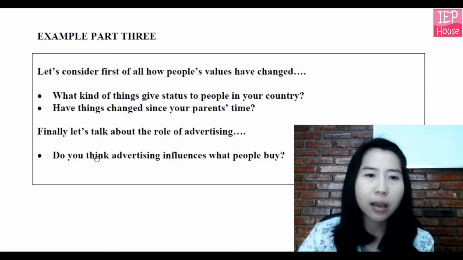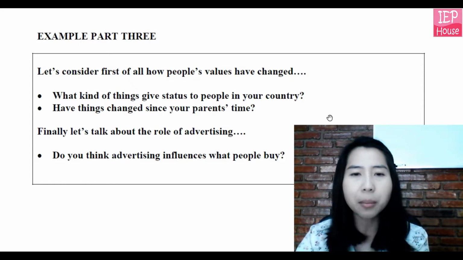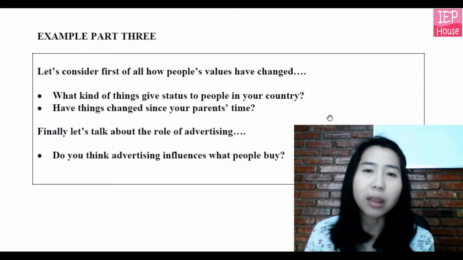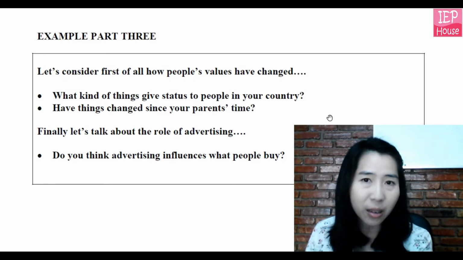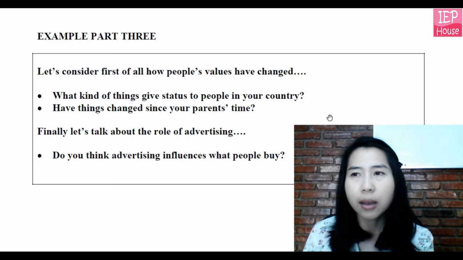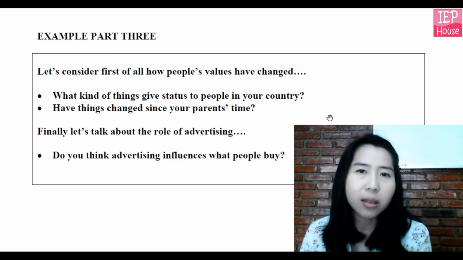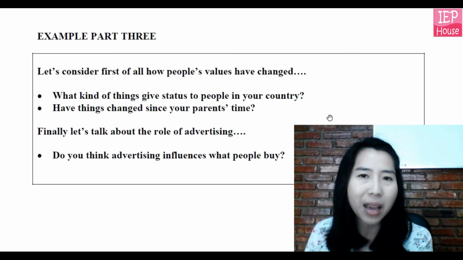Alright, so let's see. The next question here we have, have things changed since your parents' time? Another technique that you can use here without asking a question to the examiner is you can paraphrase the question yourself. So you can try using your own words to give your answer, and that is going to be a kind of a signal to the examiner that you are trying to make sense of the question.